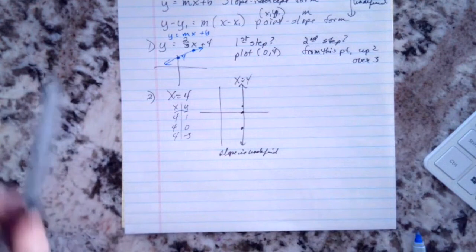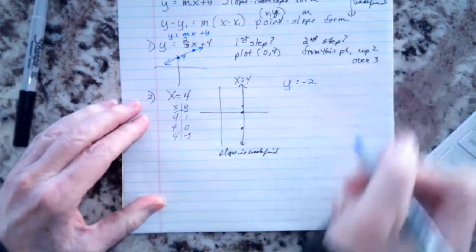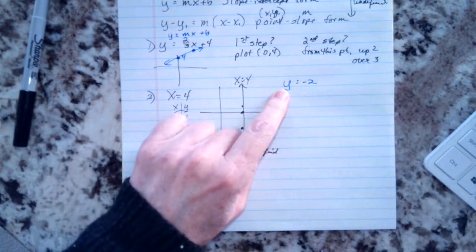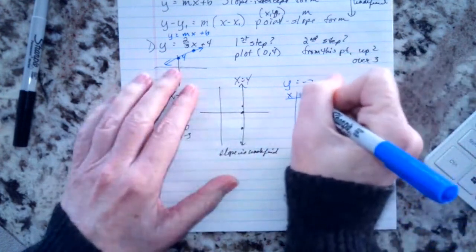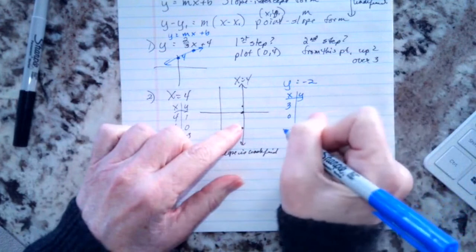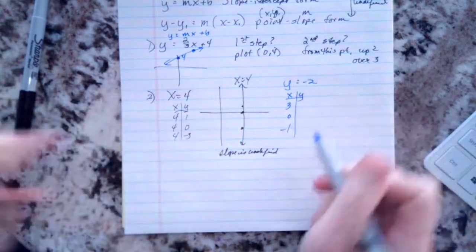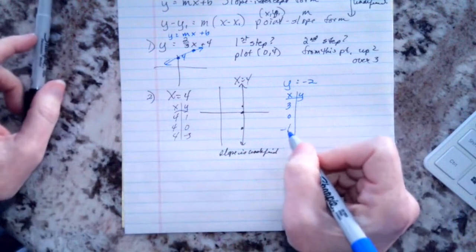Okay, let's do one more here. Let's look at y equals -2. That's another line that has only one variable in it, so it's going to be goofy also. Let's look at what we're going to do here. Let's let x be 3 and 0 and -1, whatever. I'm just picking some. I noticed they happen to be the same there. I didn't mean for that. I just picked some numbers.